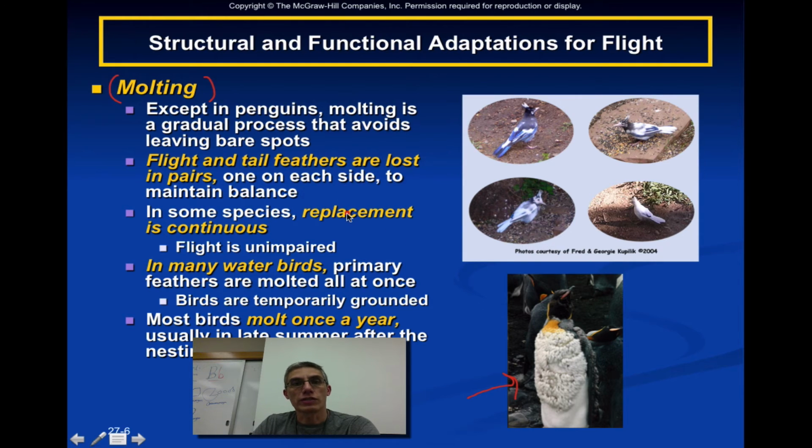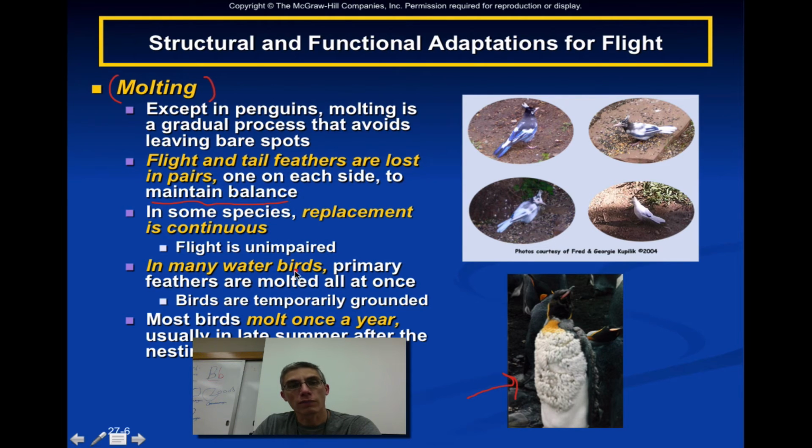Now flight feathers and tail feathers tend to be lost in pairs, and so of course we have one of each type on each side of the animal's body. And the main reason for this is to make sure that we maintain a balance in the body of that bird.